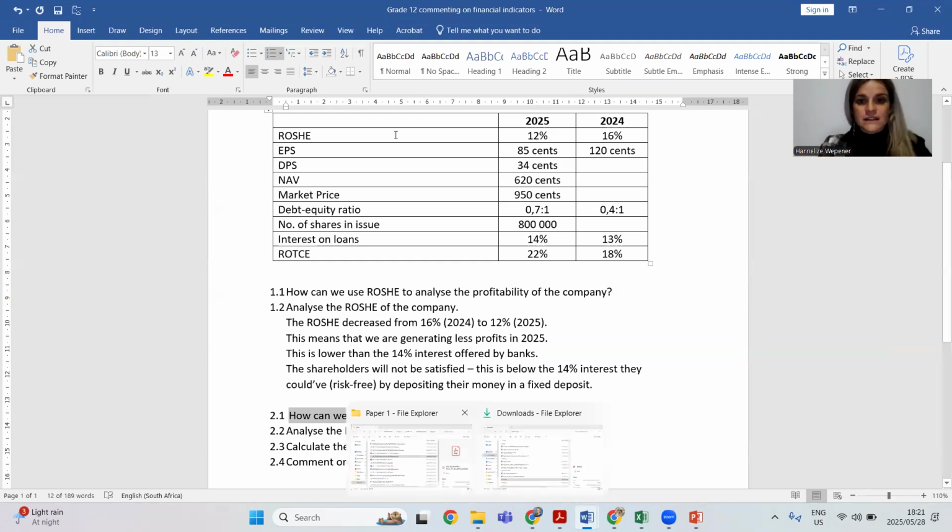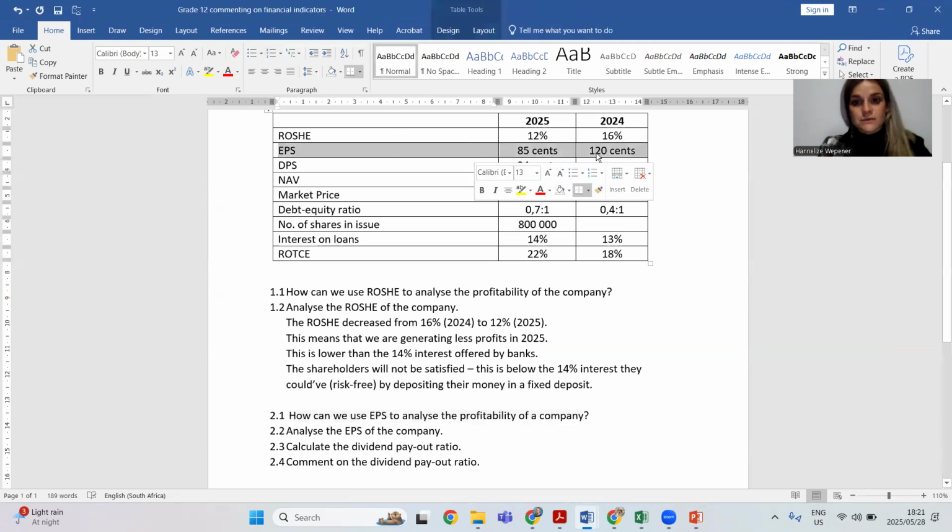And here, earnings per share last year was 120 cents per share. This year it is 85 cents per share. So there's a decline, and that means we have been able to generate less profits. We can see it with the ROSHE as well. So we haven't been able to generate the same profits that we did in the previous financial year. And this might be because management haven't been able to manage our expenses effectively.